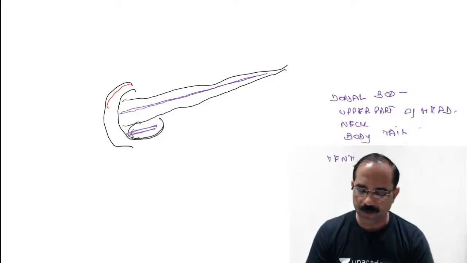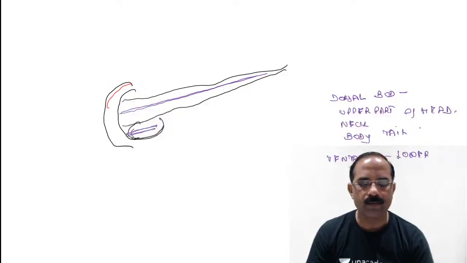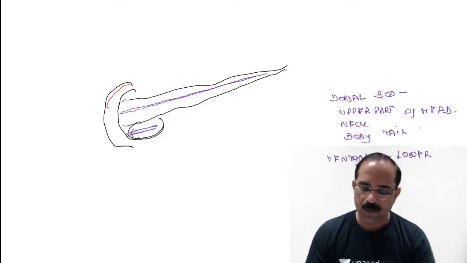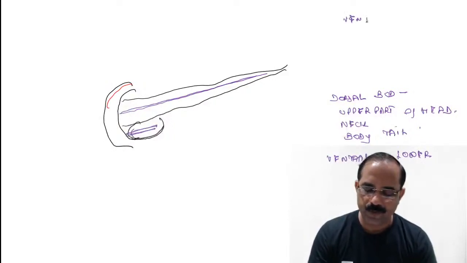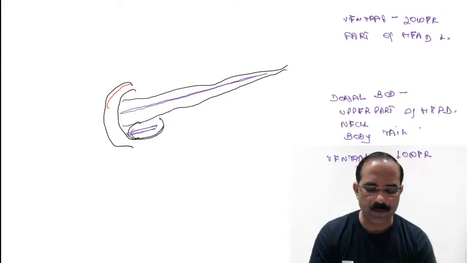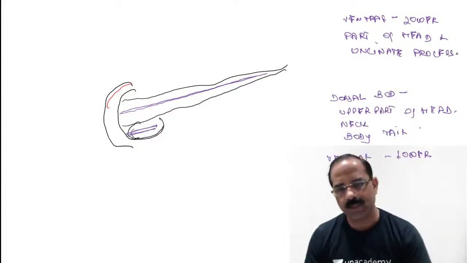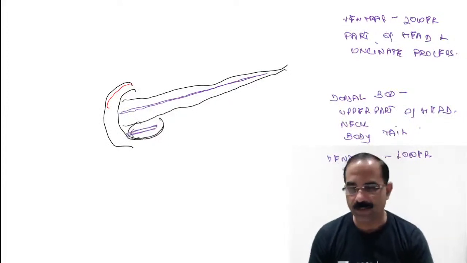And the ventral pancreatic bud forms what? The lower part of the head. I'll write here. Ventral pancreatic bud forms what? The lower part of the head and uncinate process. The ventral pancreatic bud forms the lower part of the head and the uncinate process.